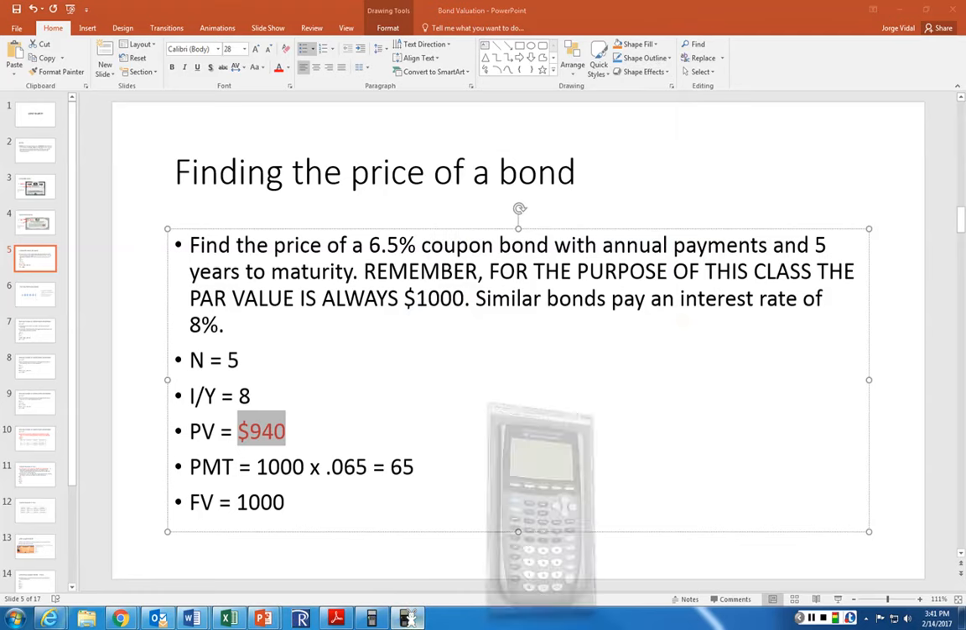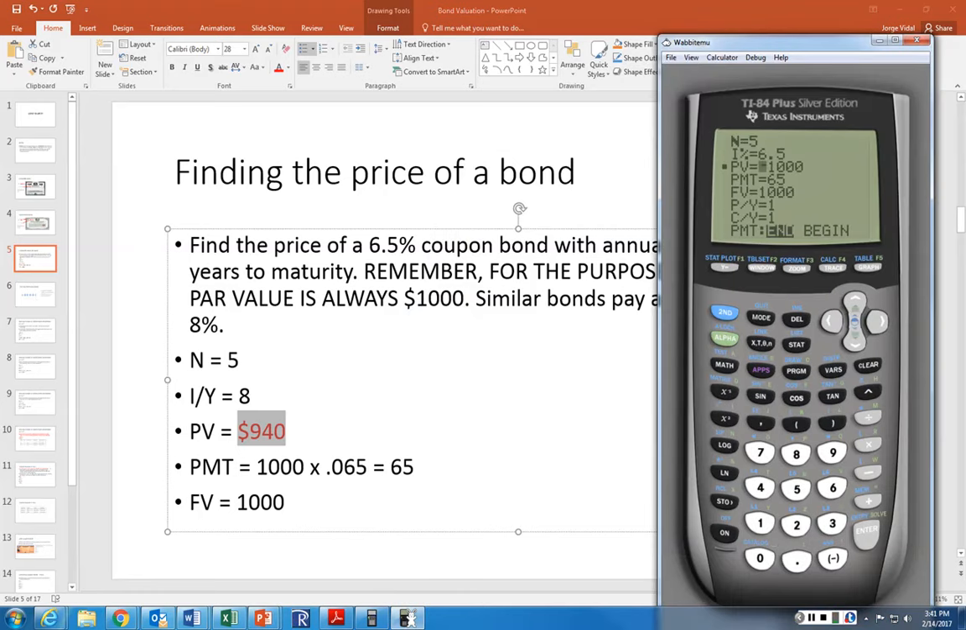Okay. In the other calculator, you do apps, finance, TVM solver, option 1. So N equals 5, I% equals 8, payment 65, future value 1000, and make sure you have PY equals 1 and CY equals 1. If you have a different number, it'll give you the wrong answer. And then alpha, enter, and there is your 940.